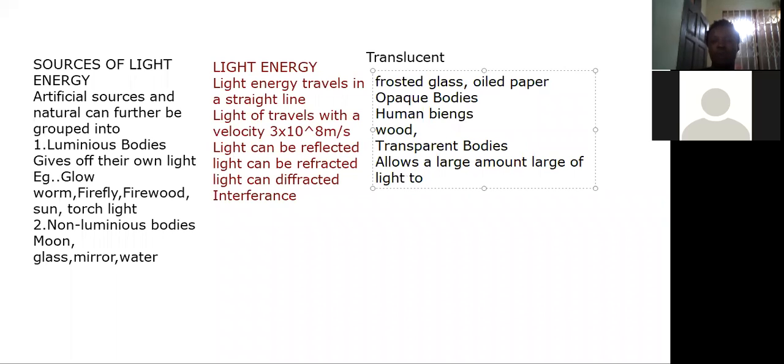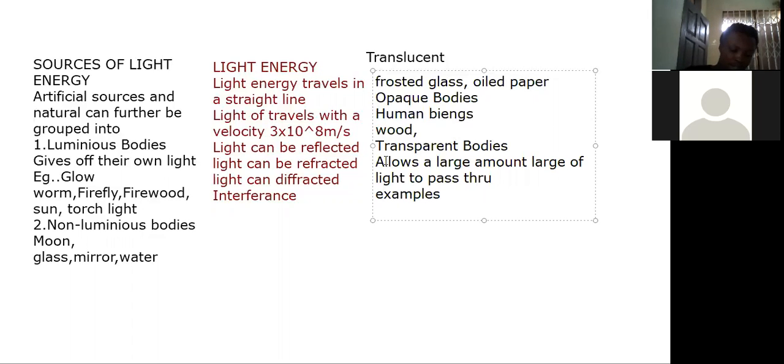But with the opaque, they do not allow any amount of light to pass through. They rather absorb the light energy. But the translucent allows a minute amount of light energy to pass through and reflects the rest. And the transparent allows a large amount of light energy to pass through them. Now, can you give me an example of transparent materials?